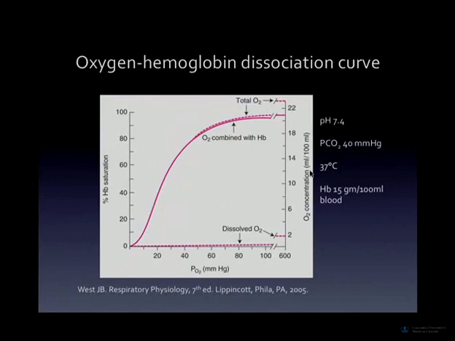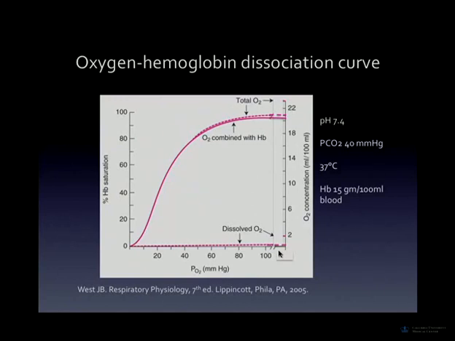This is the original graph from John West, who's the preeminent lung physiologist. And this graph actually takes us all the way out to that situation that I was referring to, where people are breathing 100% FiO2 to determine total oxygen capacity. And we don't really need to see that part of the graph for our purposes today. So let's just look at the section of the graph where people are breathing FiO2 21% in normal atmospheric air.